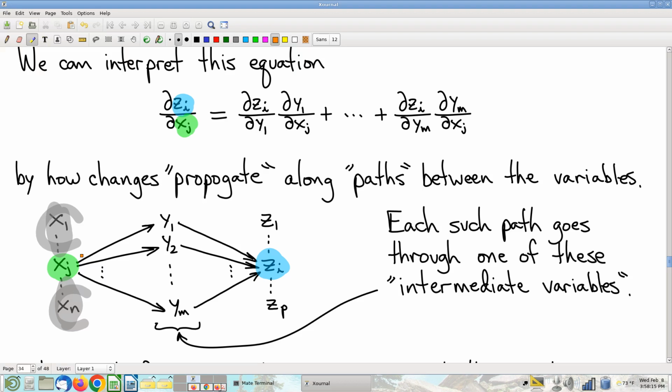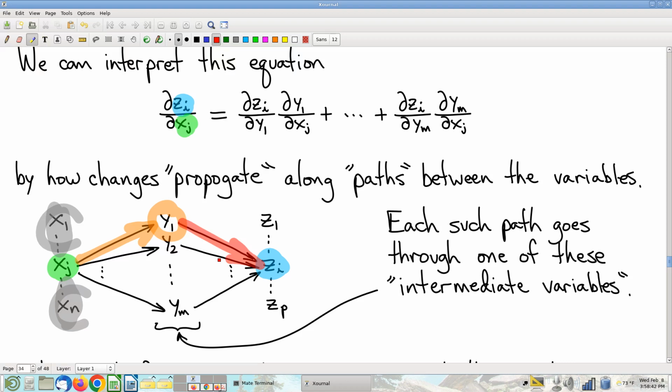Well, here's the thing. When you change xj, that change is going to cause a change in y1. Right? y1's a function of xj. Change that input, you're going to change that output. When you get a change in y1, that is going to cause a change in zi, because among other things, zi is a function of y1.